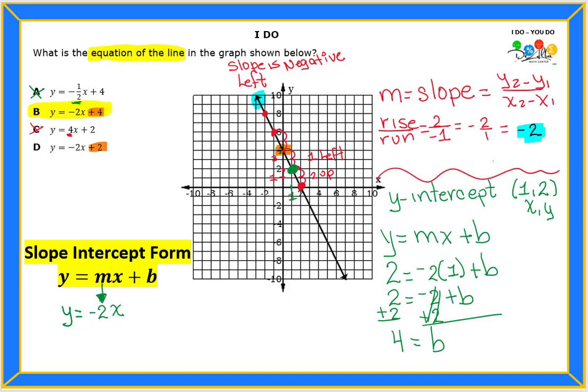So I found the y-intercept right now. Is that right? So look over here. m, I replace it with a negative 2. b is my y-intercept, so I need to replace it with plus 4, which is the answer that we had decided was going to be B, right?